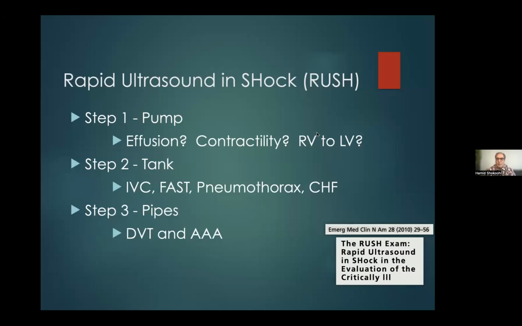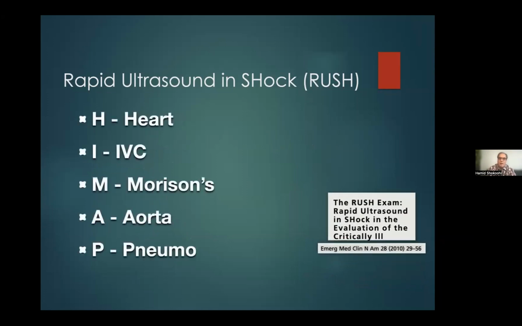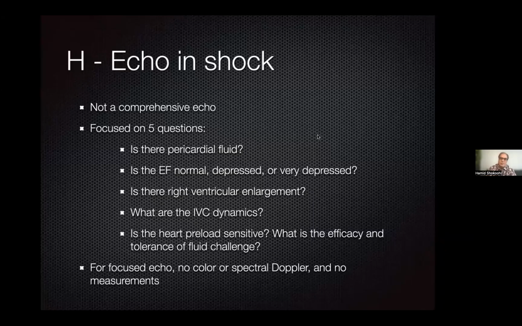They try to simplify it and say, okay, we look at the pump, we look at the tank, we look at the pipes with those. Those are good to understand, but it's really not going to help that much. There's a mnemonic for it, they call it HIMAP. You look for the heart, IVC, Morrison's pouch, aorta, and pneumothorax. It's good to know, just remember HIMAP. You bring up the map, basically. But it's not necessarily something specific.